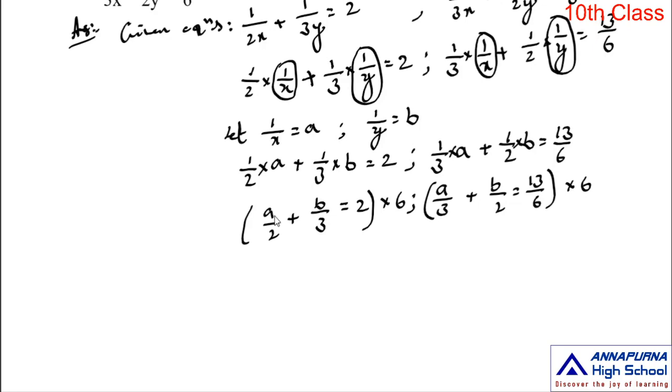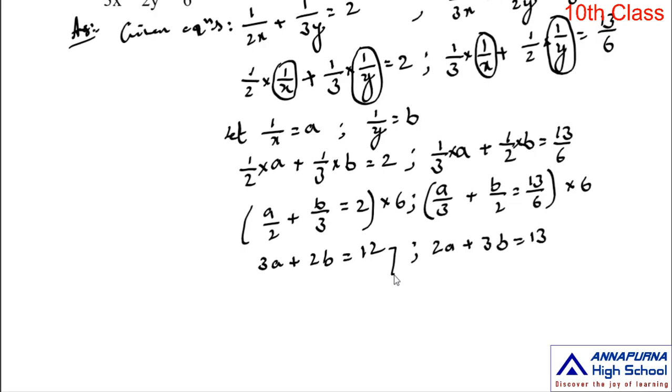Then observe what happened. a by 2 into 6, 2 into 6 is 3 times, so 3a, plus b by 3 into 6, 3 into 6 is 2 times, 2b, is equal to 2 into 6, 12. And the second equation, a by 3 into 6, 2 times, so 2a, plus b by 2 into 6, 3 times, so 3b, is equal to 13 by 6 into 6, 6 and 6 cancel, it is equal to 13.